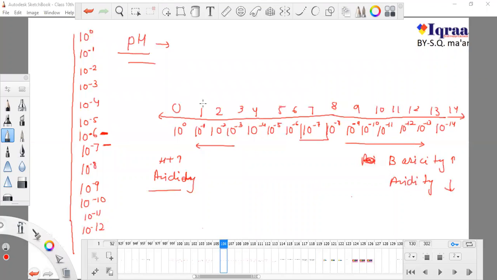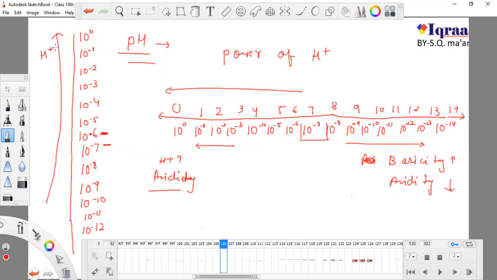What does this chart represent? It represents the power of H plus ion. When we go here, the H plus ion increases, and when we go here, the H plus ions decrease. So this side is more acidic. We can say 2 is more acidic than 3. Why? Because exactly 10 to the power minus 2 is more powerful than 10 to the power minus 3. Okay, this is the meaning.